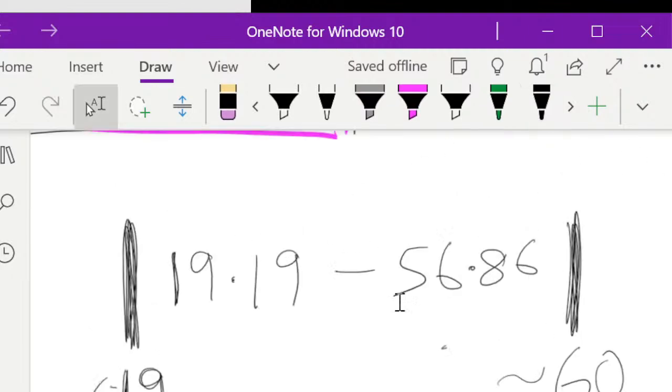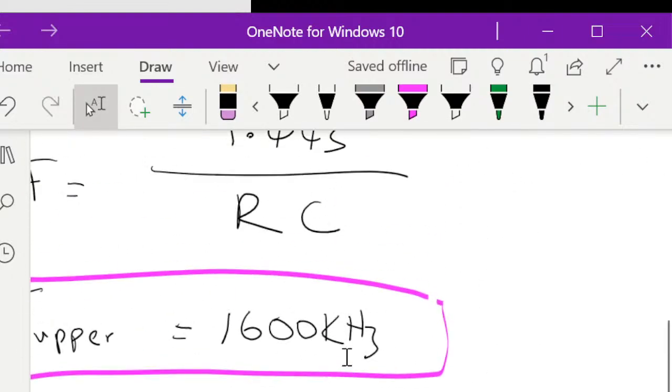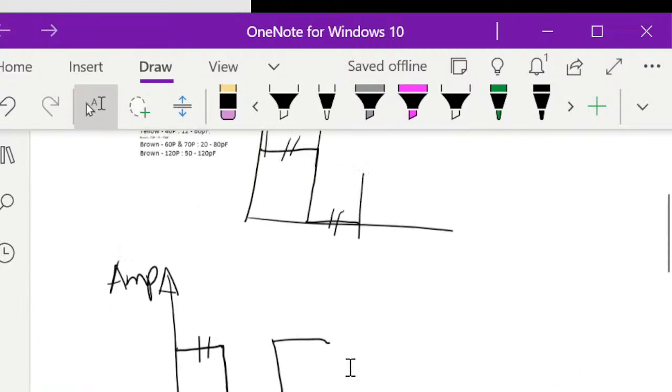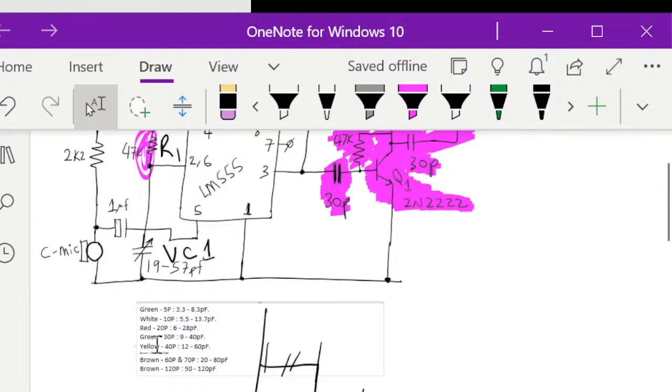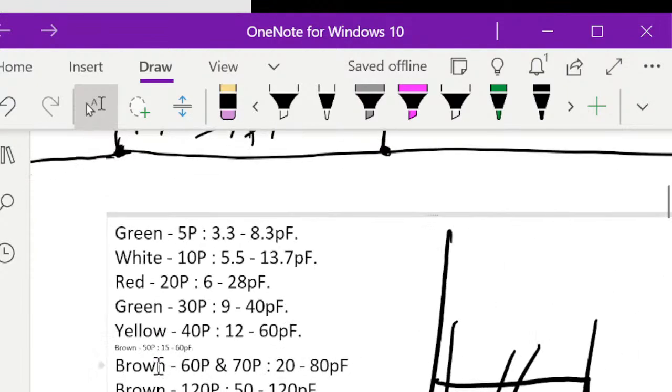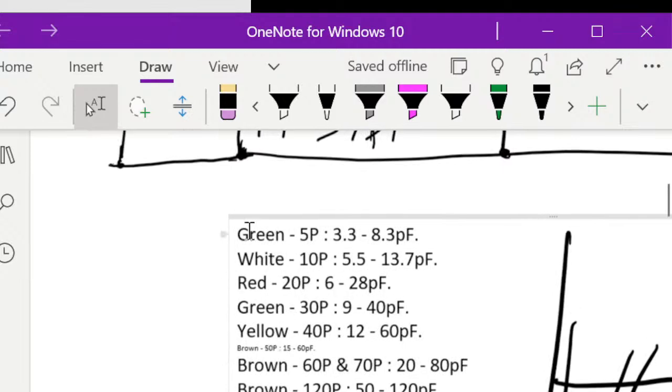So let's see how we choose the value. It goes back to the color codes on the variable capacitors. Each of the color codes means something. So there's a range there. The green ones, they range from 3.3 to 8.3. Someone measured this and gave the values. So the green one is rated at 5p on the body or on the sachet when you buy them, but the actual value ranges between 3.3 and 8.3.